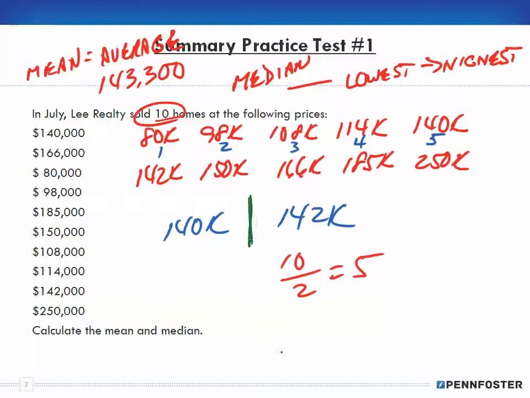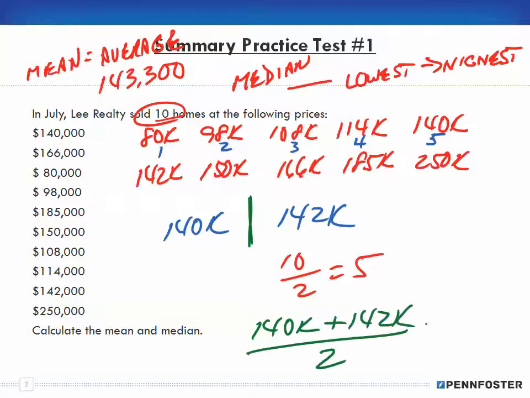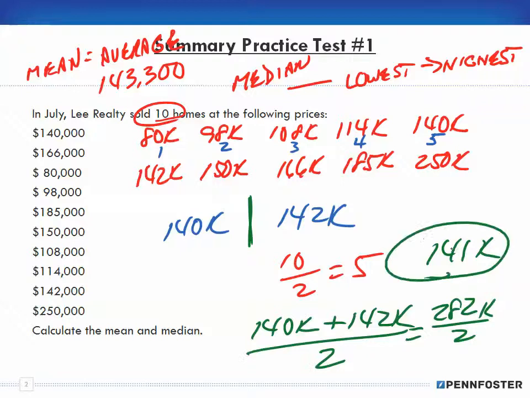What's in the middle here? So in order to do that, we add them together, 140,000 plus 142,000, and then we divide by 2. Okay, so that's 282,000, and we divide that by 2, which gives us 141,000 as our median. Okay, right? It's really basically that simple.